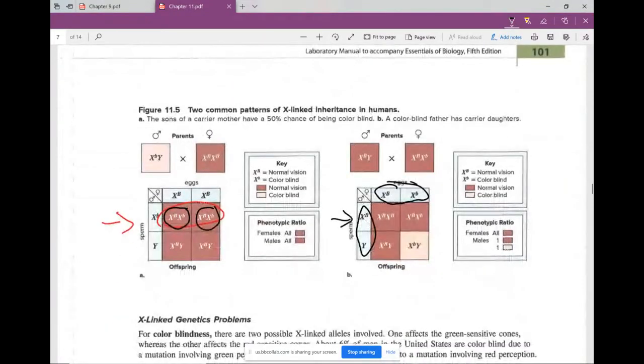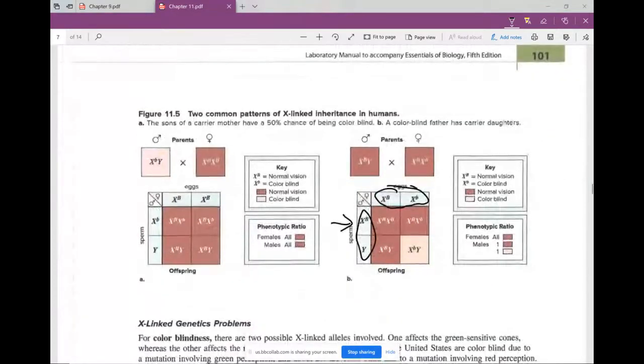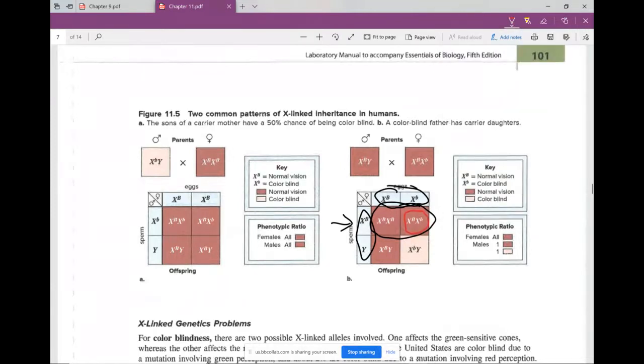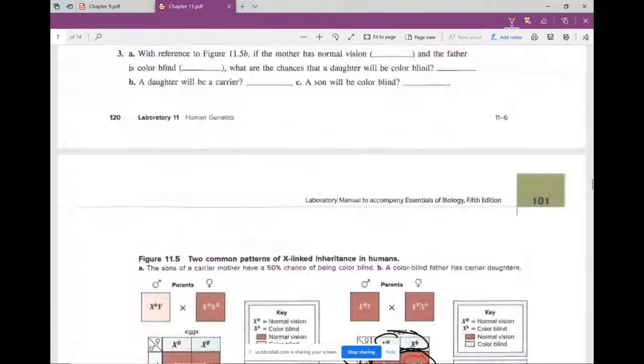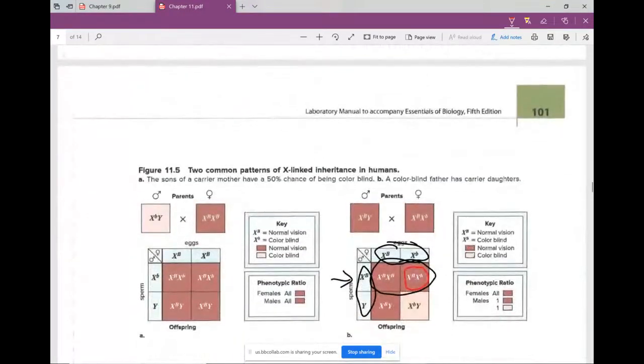If the mother is a carrier, X like this, and the father is normal, all right, let me erase this here. What's the question? I forgot now. What are the chances a daughter will be a carrier? Okay, yeah. Here are the daughters, and only one of them out of the two will be carrying the recessive allele. What are the chances a son will be colorblind? Okay, that's 50%.